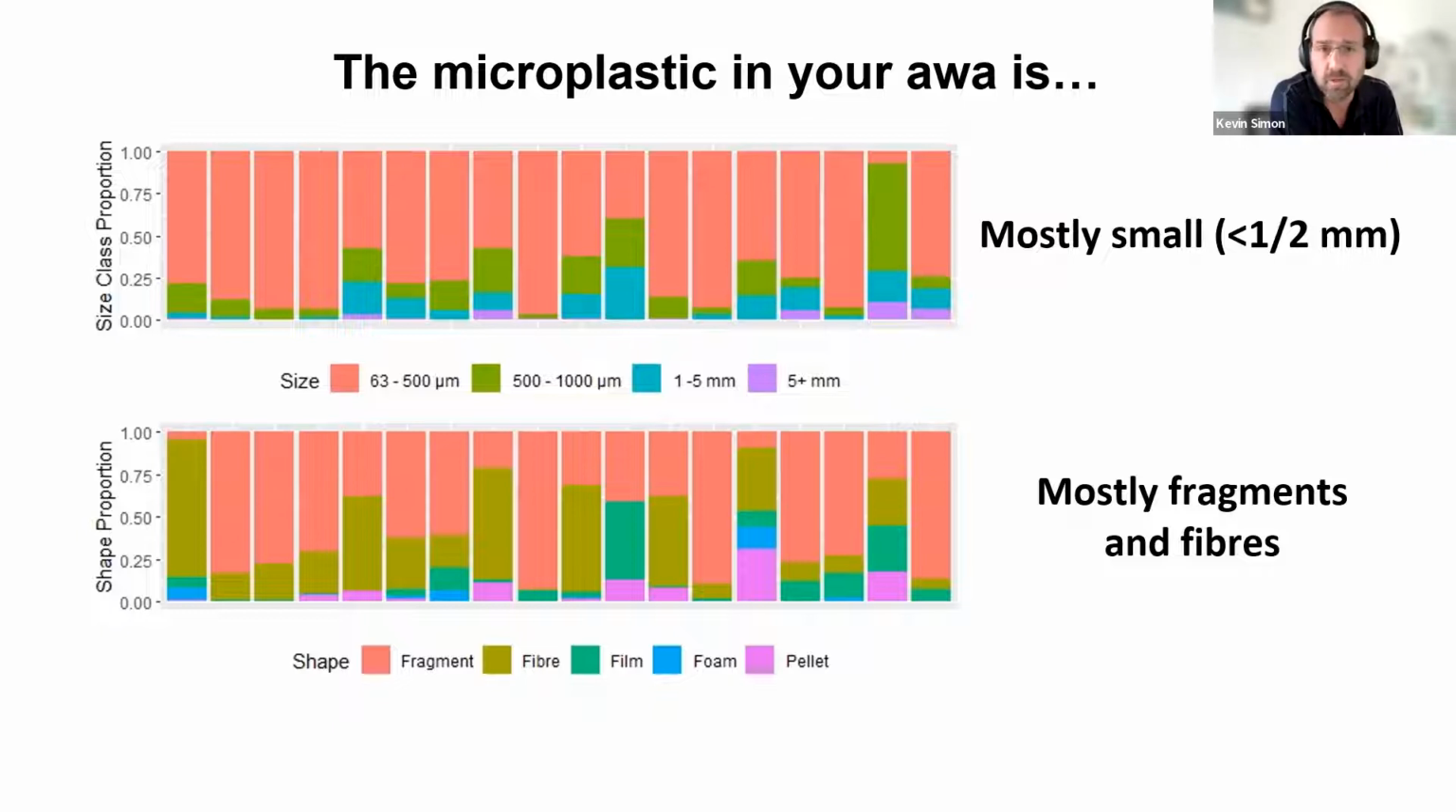There'll be plastic even smaller than that, but analytically, it's extremely difficult for us to try to measure it. Most of those pieces of plastic are very small fragments, or they're fibers across these sites. And there's some variation from site to site, but those are pretty common outcomes.